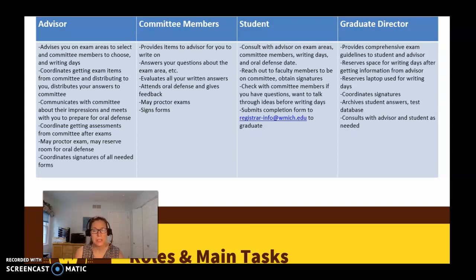So take a moment, pause this presentation to overview what are the tasks that are involved in each role, and also consult the comprehensive exam guidelines, because that provides even more information about who does what and when.